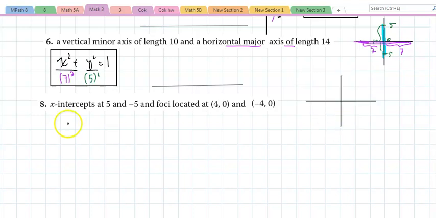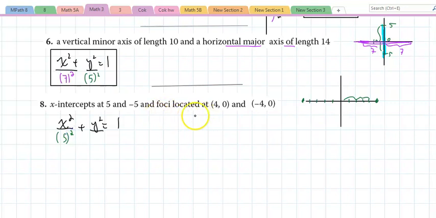How about this problem? Again, x squared plus y squared, and there's a 1 there all the time. It says the x intercepts at 5 and negative 5, right? 1, 2, 3, 4, 5. 1, 2, 3, 4, 5. Doesn't that mean you moved 5 units to the right and 5 units to the left?